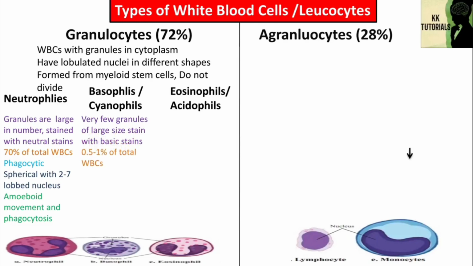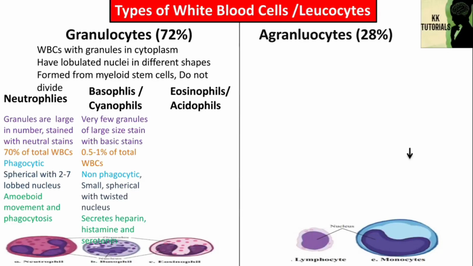Basophils are about 0.5 to 1% of total WBCs. They are present in infected and allergic conditions only. They are non-phagocytic cells. They are small, spherical with a twisted nucleus. They secrete heparin, histamine, and serotonin.